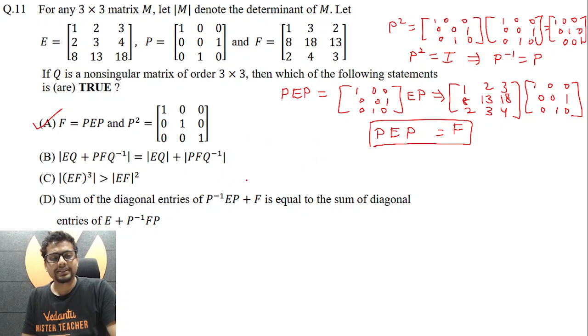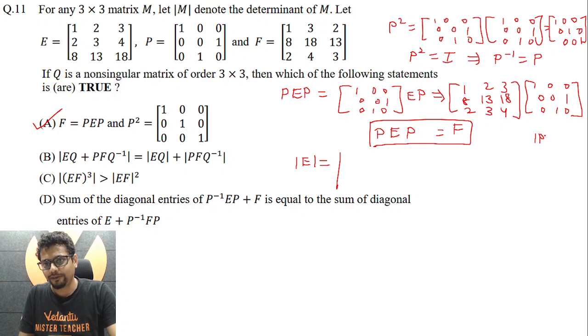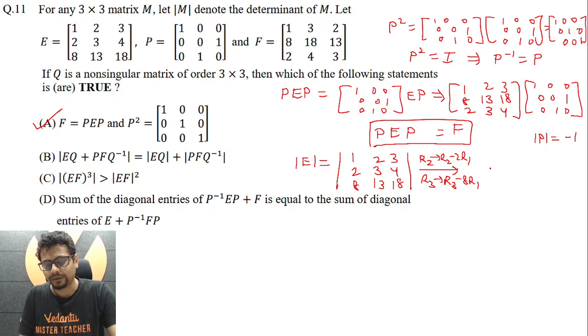Now in B and C options, we are seeing talk about determinant. We want to talk about determinant. So what about determinant of E? And also then we'll talk about determinant of F because those terms are involved here. And determinant of P, clearly you can see determinant of P turns out to be, check it out, -1. So what about determinant of E? It becomes 1 2 3, 2 3 4, 8 13 18. Now to simplify my calculation, let me do R2 goes to R2 minus 2 R1 and R3 goes to R3 minus 8 R1, so as to create zeros.